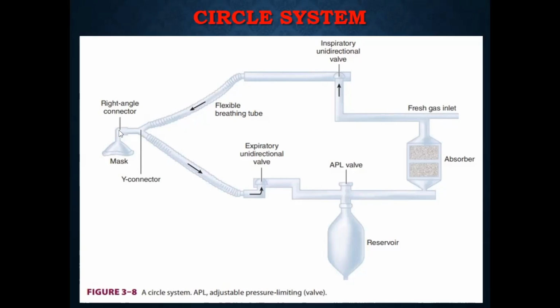When the patient exhales, the exhaled breath goes into the expiratory limb. During that part, the inspiratory valve will close and the expiratory valve will open. The expired gas will go to the reservoir bag or scavenging, and then to the soda lime. Once the CO2 has been filtered out, it joins the fresh gas flow to go again to the patient. This is the full circuit system.